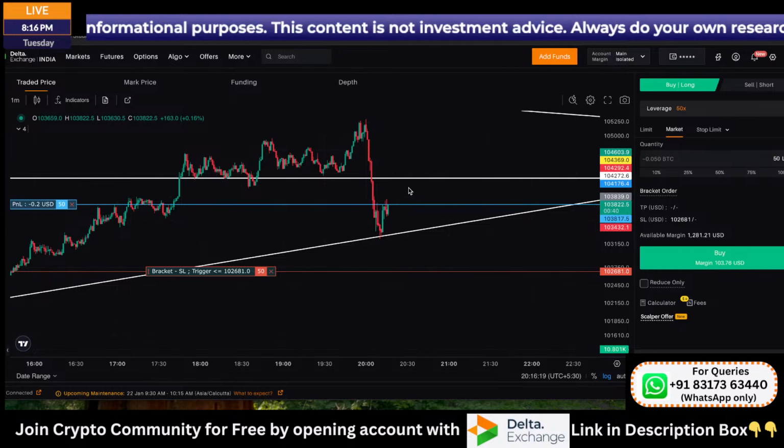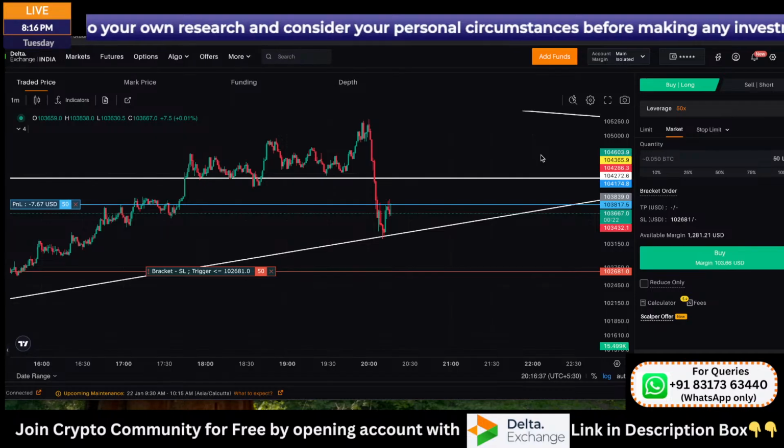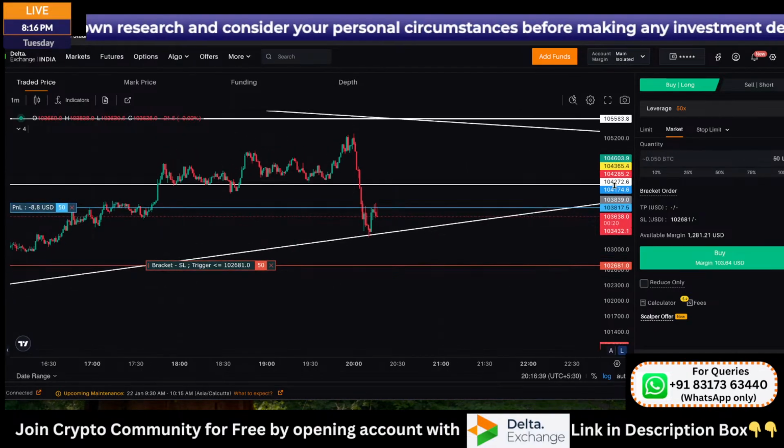From here only, if it reverses, the problem is the market did not give me an opportunity to enter the next quantity, right? So I had to add a little more quantity. Anyways, target as usual, we will see the trade.